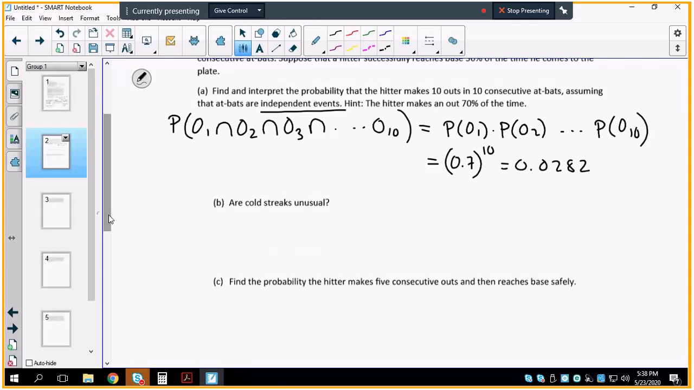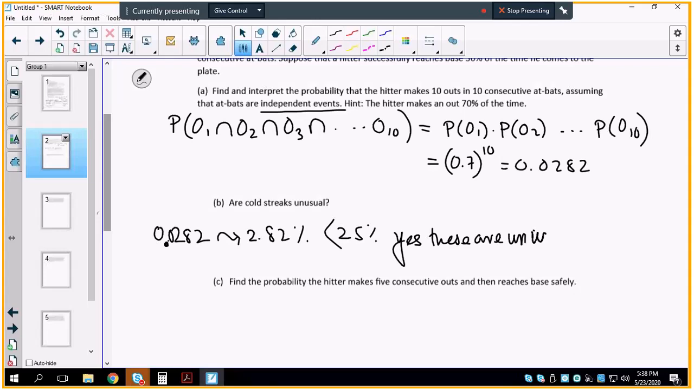Then the next question is, are cold streaks unusual? So what I do, I change the probability to percentages. So that is going to be 2.82%, which is way less than 25%. So we said that, yes, these are unusual. So in probability, we say that an event is unusual if the probability of the event is less than 25%. So since the probability of being in a cold streak is way less than 25%, we will say that this is unusual.